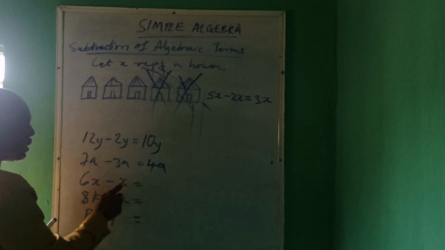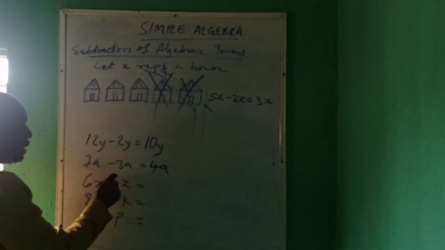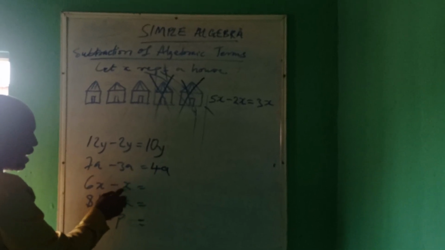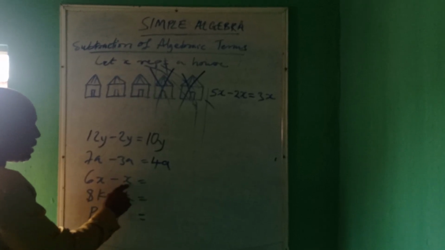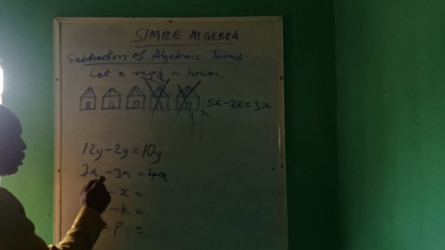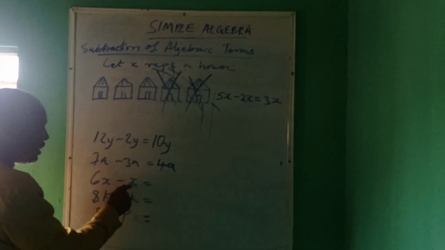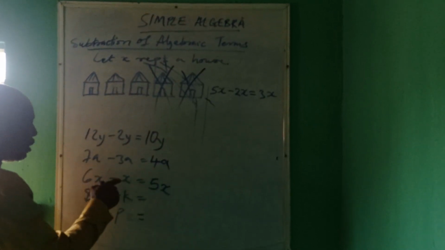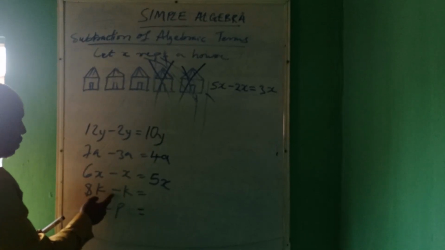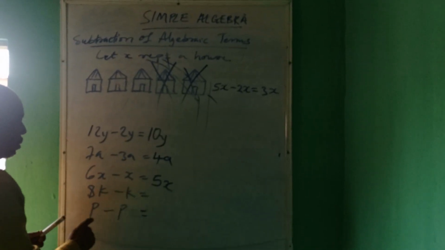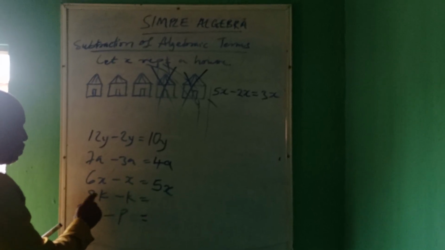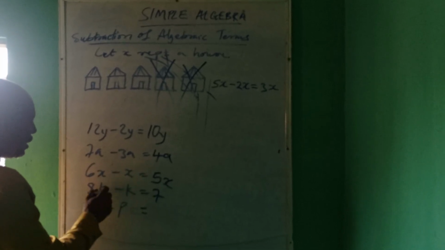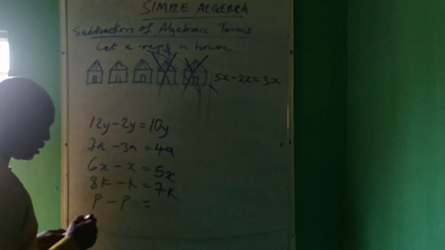6x minus x. I've told you that we don't write 1x. So anytime you see x or a letter, there's an imaginary 1 here. So this 6x minus x, you do 6x minus 1x, but it's written x. So what we are going to get is 5x, that is 6 minus 1. The same here, 8k minus k. There is an imaginary 1 here, so do 8 minus 1, 7. 8k minus k will give us 7k.